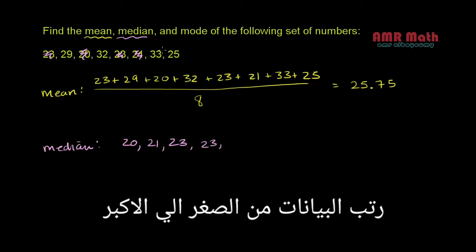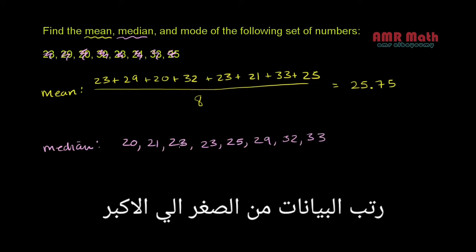And no 24s, there is a 25. There's no 26, 27, 28. There is a 29. Then you have your 32. And then you have your 33. So what's the middle number now that we've ordered it?